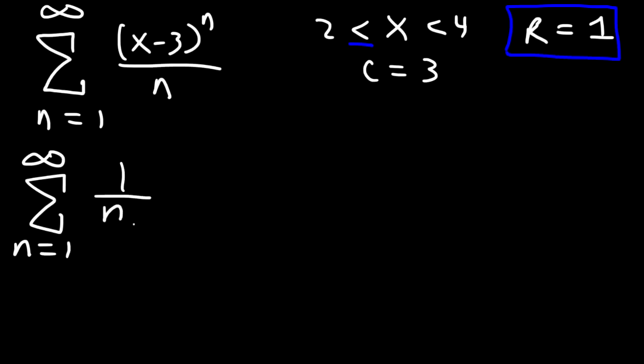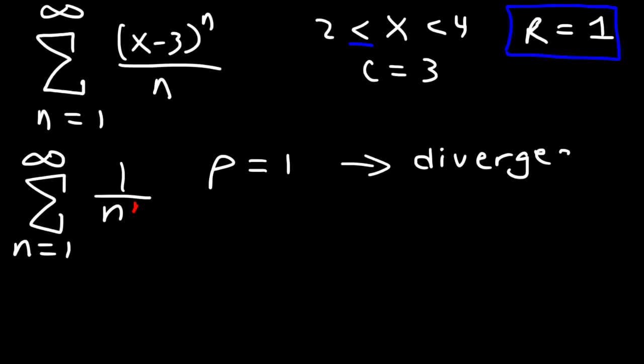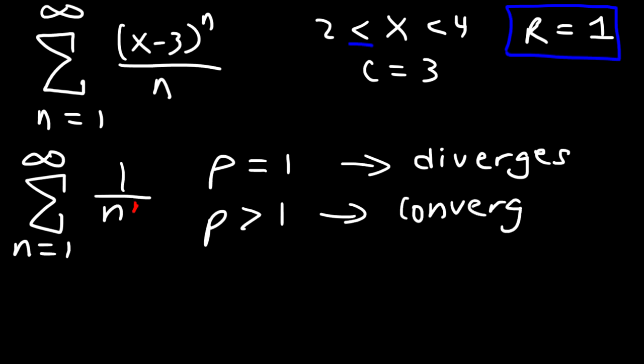So this is the divergent harmonic series. And based on the p-series test, you can see that p is equal to 1. So if p is equal to 1, it's going to diverge. In order for the p-series to converge, p has to be greater than 1. Then it will converge. If it's less than or equal to 1, it diverges. So since p is exactly 1, this particular series diverges. So 4 is not included.